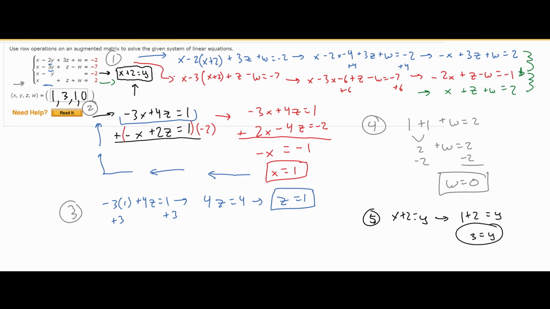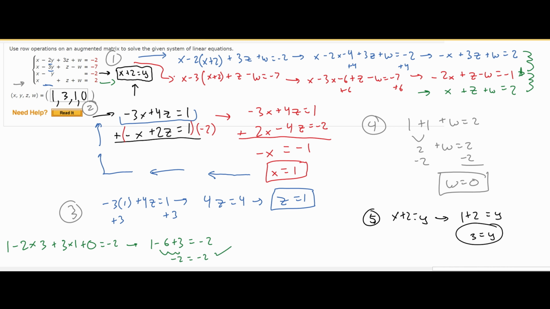If we wanted to go even further and actually check this, we can plug this into one of the original equations. Plug it in for the first one. So x is 1 minus 2 times our y, 3, plus 3 times our z, which is 1, plus a 0, should be equal to negative 2, right? Well, if we combine some things, we have a 1 minus 6 plus 3. This should equal negative 2 again. Well, if we add the positives together, that's going to be a 4. 4 minus 6 is equal to negative 2. So we have negative 2 is equal to negative 2.